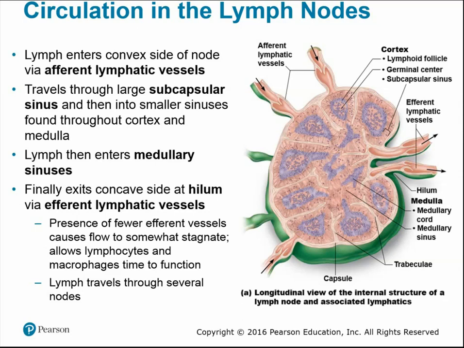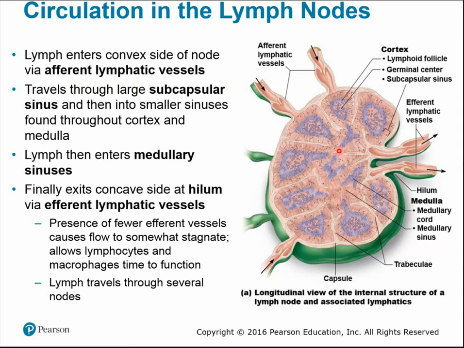So looking at circulation within the lymph node, so lymphatic fluid is going to enter the lymph node via the afferent vessels, right? So A for arriving. So the fluid arrives through the afferent vessels. Right? So then from there, it's going to travel through the subcapsular sinus and then on to some of the smaller sinuses found throughout the cortex in the medulla.